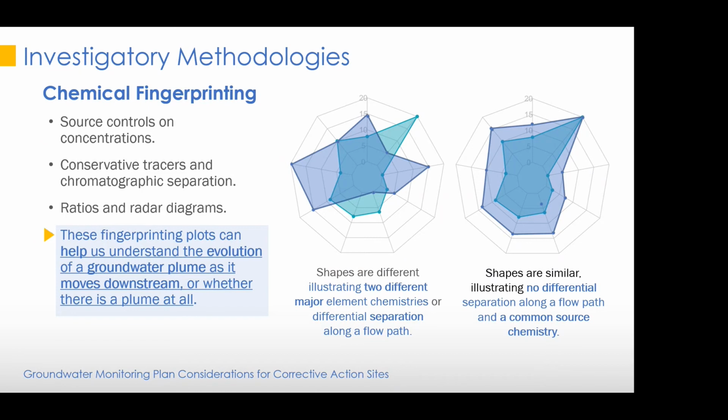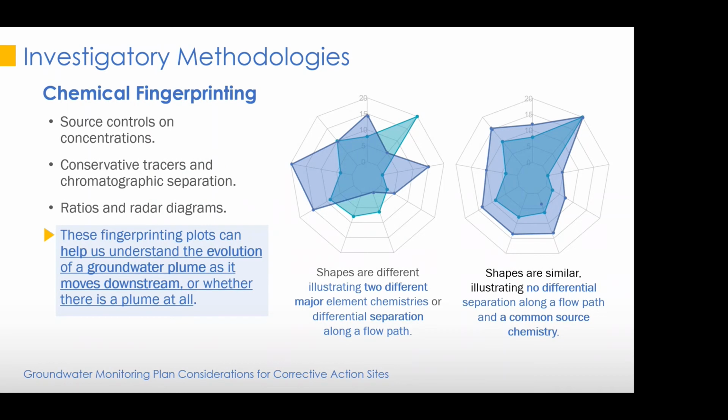And so this can be compared with the graph in the center, where the upgradient well, or the well near the source, has a completely different shape. And this either shows that there's differential separation because of geochemical processes going on. Also, it can show that there's two different major element source chemistries.